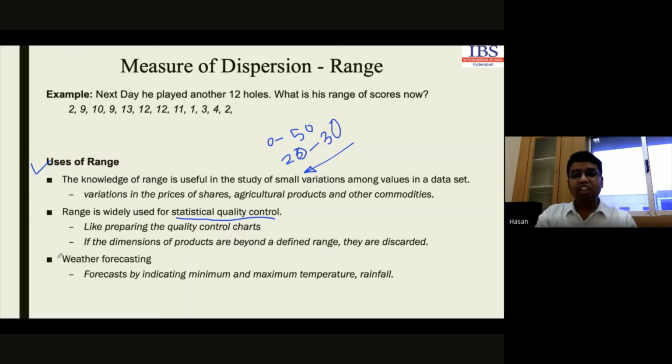It can be used for forecasting also, weather forecasting. Today's temperature is varying between 17 degrees and 29 degrees, so it just keeps a range. Rainfall 280 centimeters to 300 centimeters, like this. So we can use range in this way.